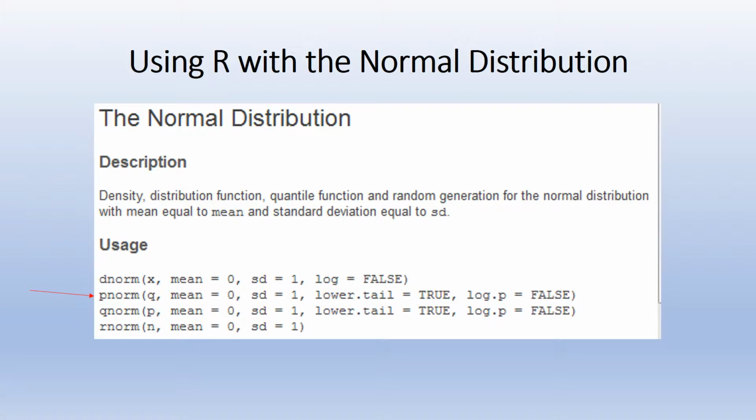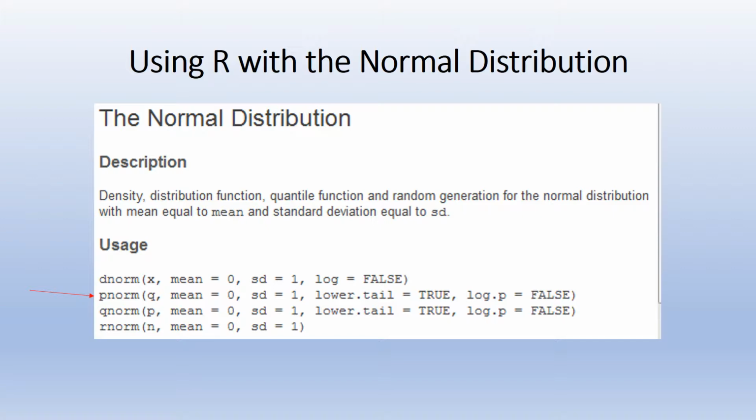The third argument is the population standard deviation. The default value is 1. The standard normal distribution has a mean of 0 and a standard deviation of 1, so the default settings are for the standard normal distribution. The fourth argument is lower.tail, and the default is TRUE.